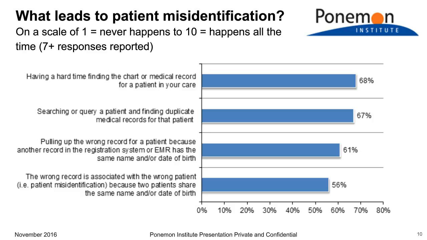And then finally, the wrong record is associated with the wrong patient because two patients share the same name and/or date of birth, according to high response at 56%. So these are things that are really nasty, but they seem to happen pretty frequently according to our respondents. Again, Christopher, what's your reaction to these results?